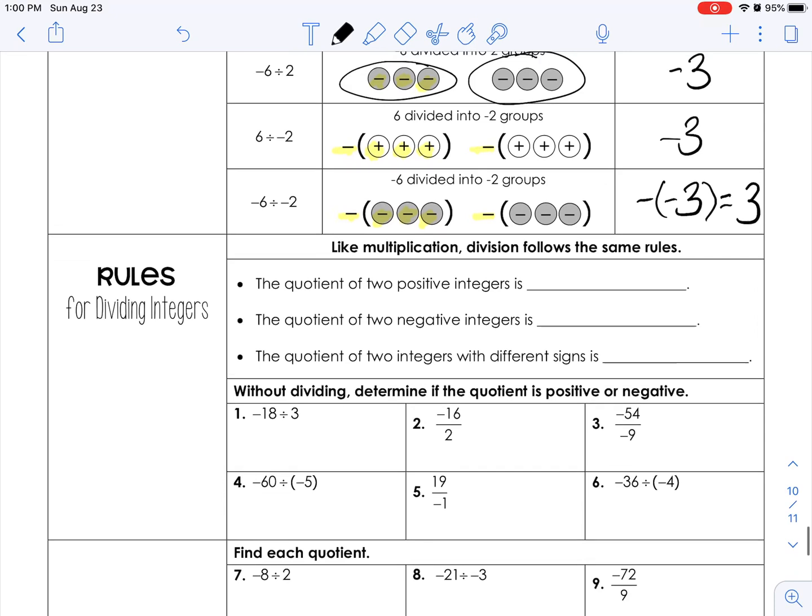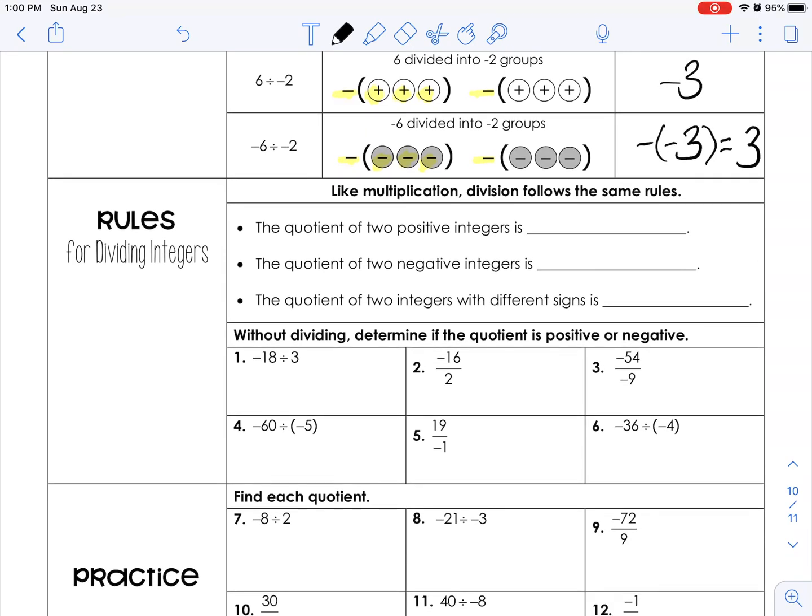So using the rules for dividing integers, they're just like multiplying integers. The quotient, when you have 2 positive integers, is also going to be positive.